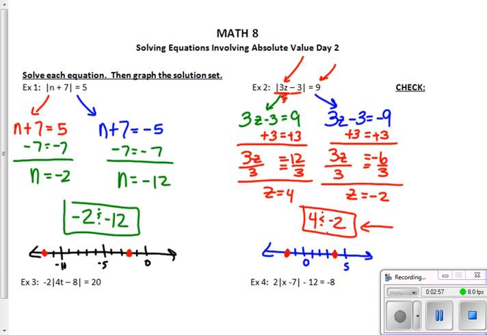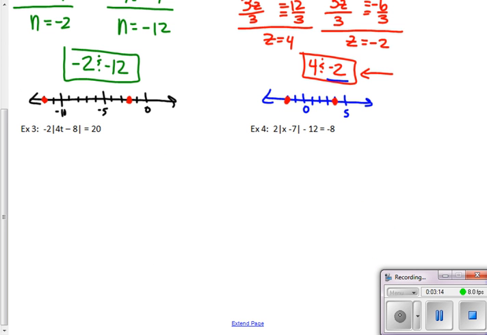Second scenario, well, plug negative 2 in. If I put in negative 2, we have 3 times negative 2 is negative 6. Negative 6 minus 3 is negative 9. The absolute value of negative 9 is 9, so it would check out. That's how you check your answers.